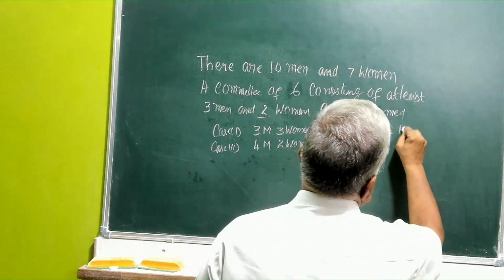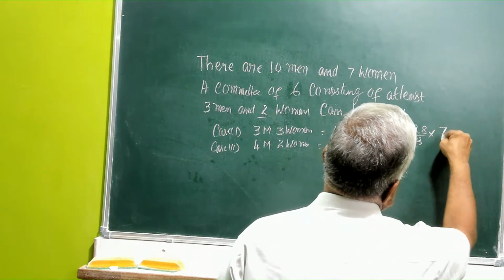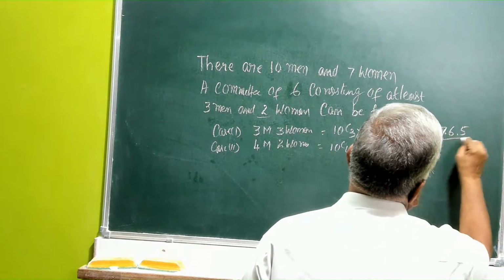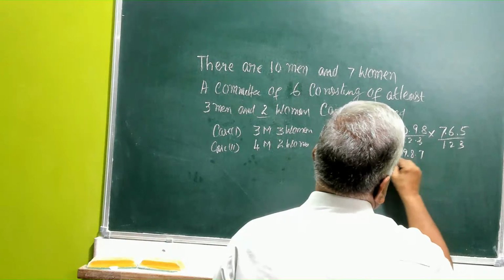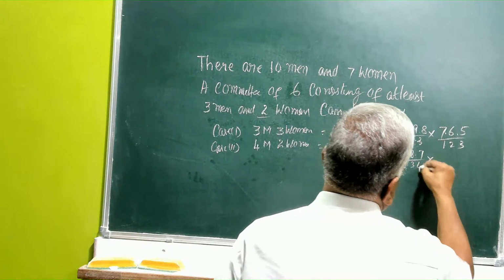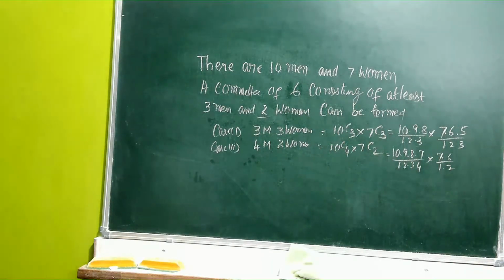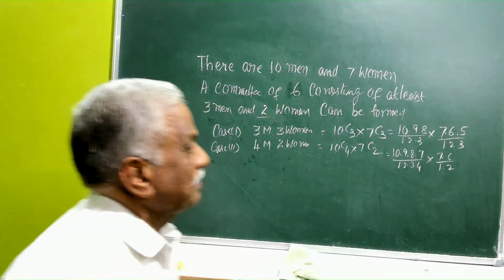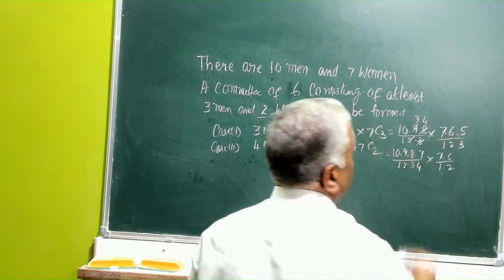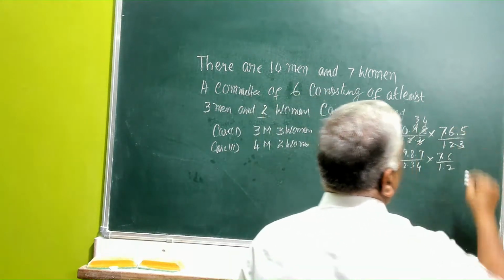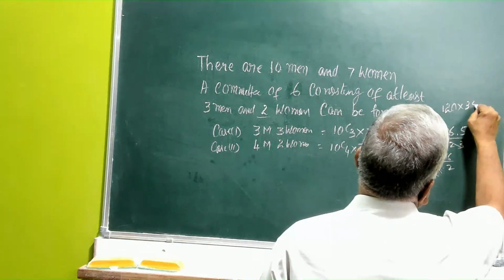What is 10C3? 10 into 9 into 8 by 1 into 2 into 3. And 7C3 is 7 into 6 into 5 by 1 into 2 into 3. And 10C4 is 10 into 9 into 8 into 7 by 1 into 2 into 3 into 4, into 7C2, which is 7 into 6 by 1 into 2. You have to multiply this and simplify. Of course, what happens here is you can cancel the 3s and the 4s. So this is 120 into 35.